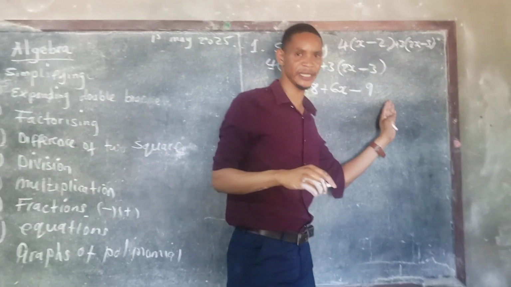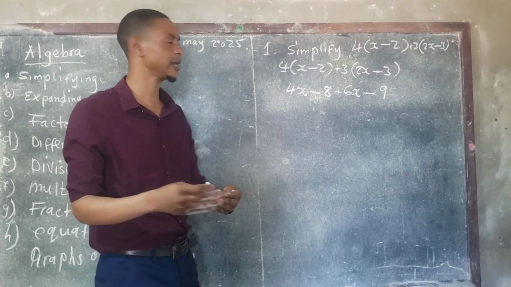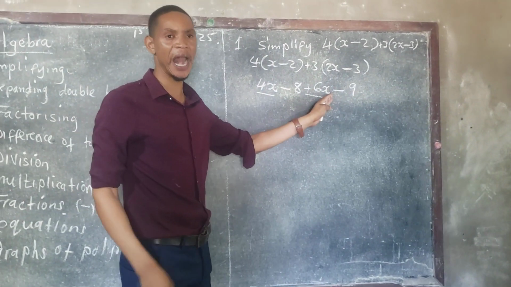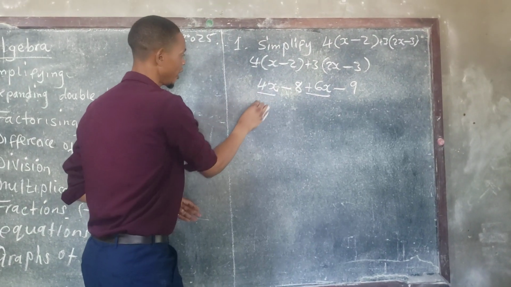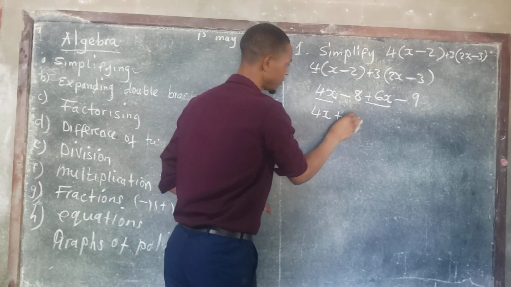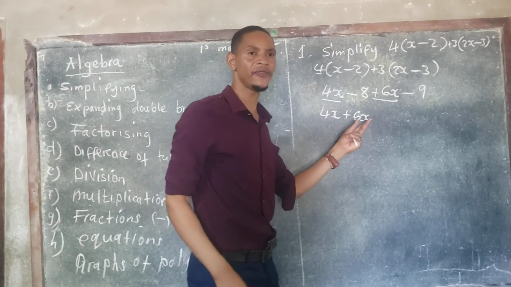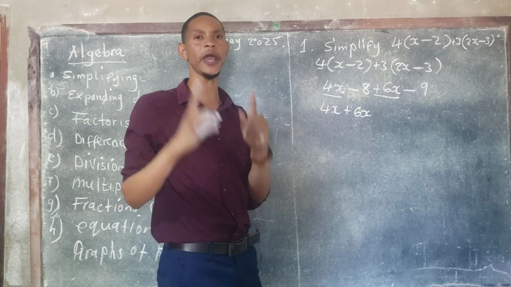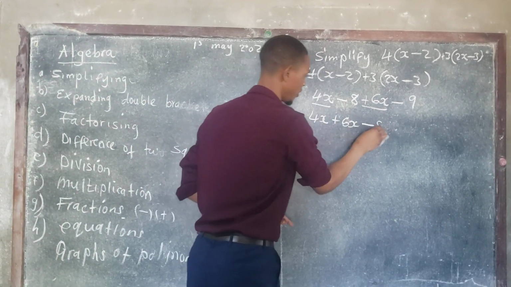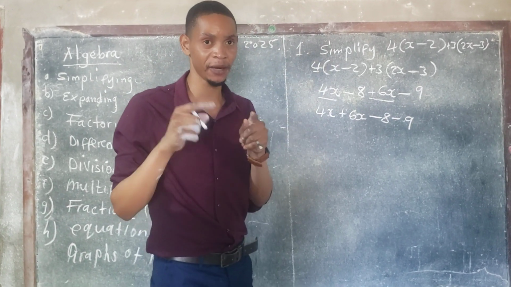Having expressed this in this manner, I will come to grouping the like terms. I have this term and this term. These are called like terms. So I'll write my 4x here, then my positive 6x, because 4x and 6x both possess a variable x, so they are like terms. Then here I have negative 8 and negative 9. These are numbers, so they are also like terms and can be added together.